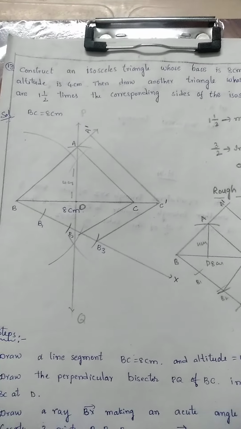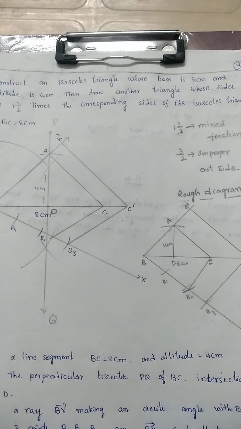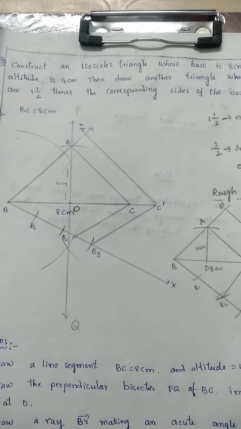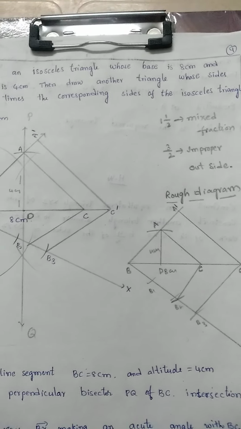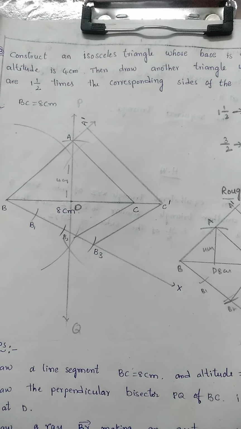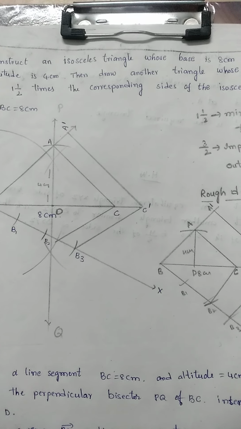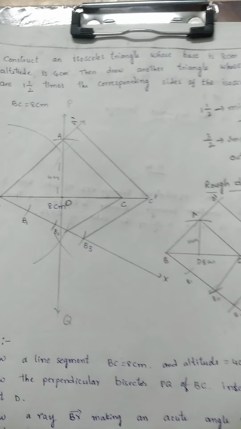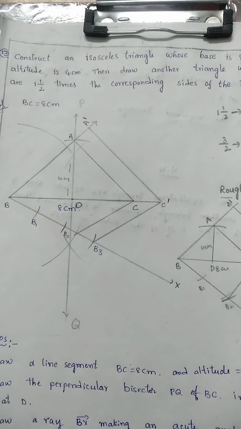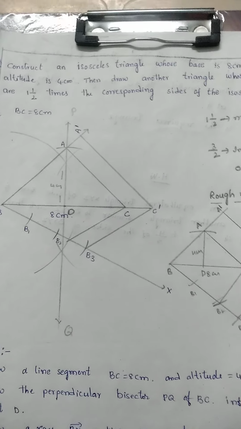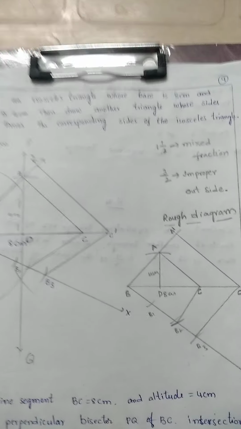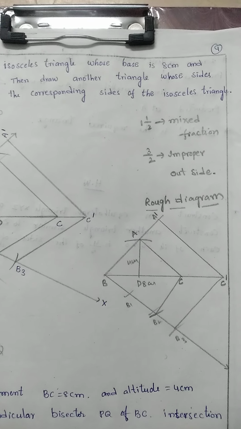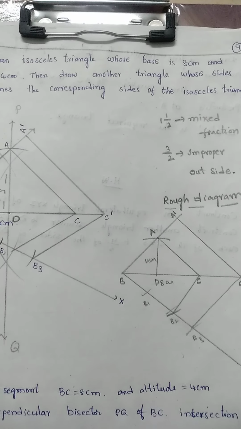So here, construct an isosceles triangle whose base is 8 centimeters and altitude is 4 centimeters. Then draw another triangle whose sides are 1 by 2 times the corresponding sides of the isosceles triangle. In this problem, a mixed fraction is given. So 1 by 2 equals 3 by 2. 2 ones are 2, plus 1, 3 by 2.